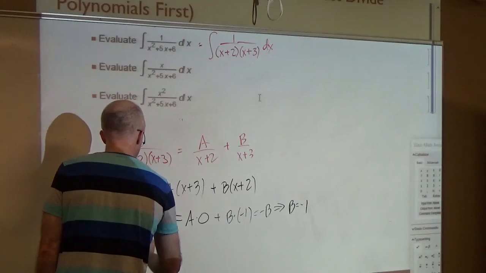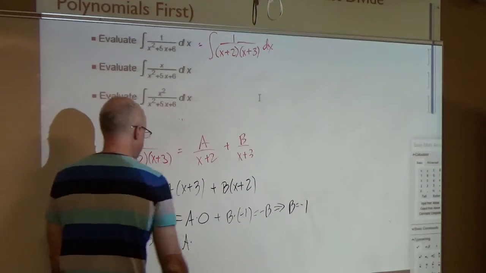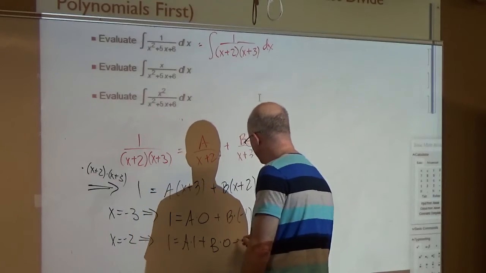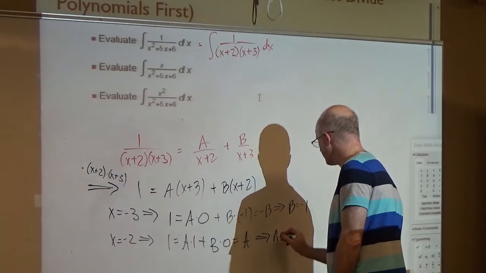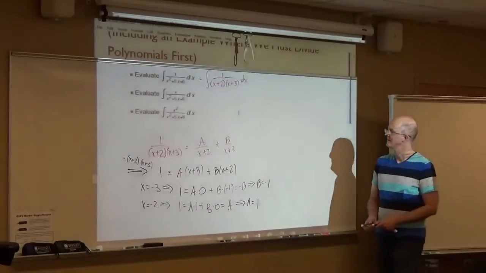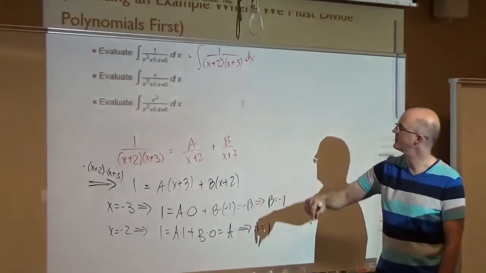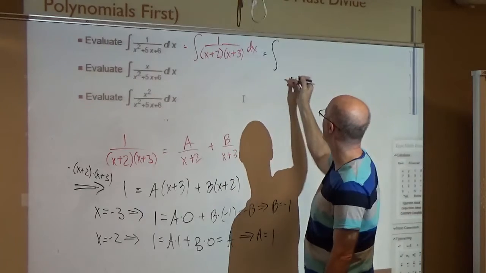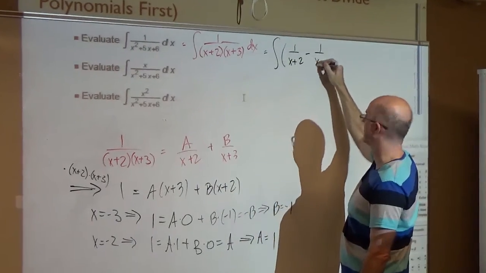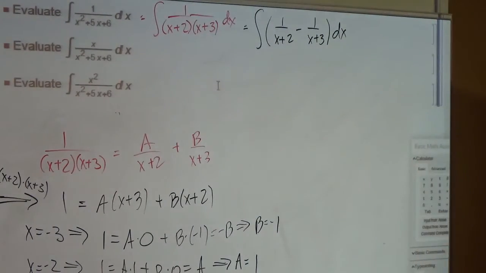Now choose x equals -2. -2 plus 3 is +1. -2 plus 2 is 0. A must equal 1. So this will equal that if A is replaced by 1 and B is replaced by negative 1. In other words, this integral can be thought of as this integral. And that can be broken into two integrals that are both easy to do.